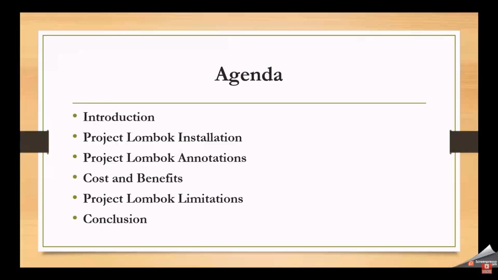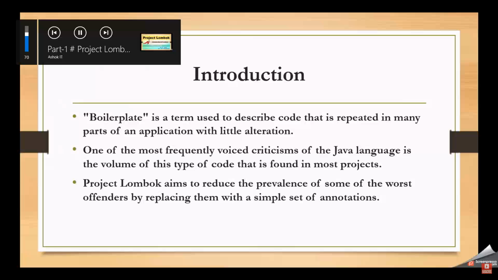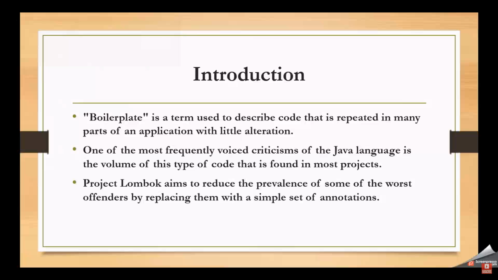Alright, let's get started. Coming to the introduction part, what is boilerplate code? The term boilerplate code describes code that is repeated in many parts of an application with a little alteration. Any code, if we are writing at several places of the project, that code can be called as boilerplate code. If we see in Java applications, at several classes we can find that kind of boilerplate code.